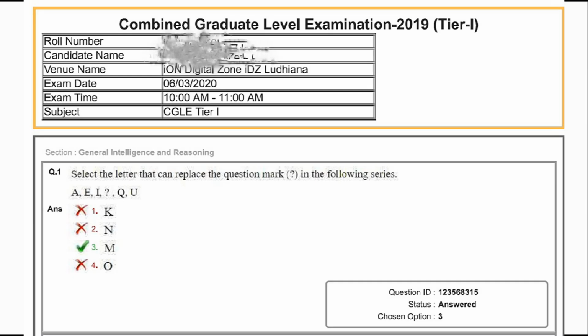Here we start with the very first question. Select the letter that can replace the question mark in the following series: A, E, I, ?, Q, U. From A to E there is a difference of three characters: B, C, D, E. From E to I, again three characters: F, G, H, I. Then I, J, K, L, M. M is the correct option, so the third option is the correct one.